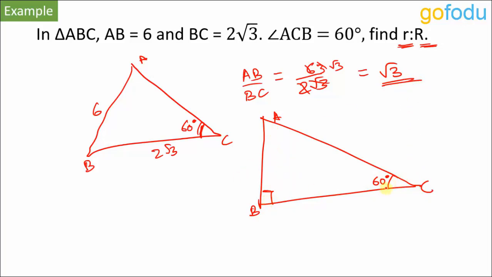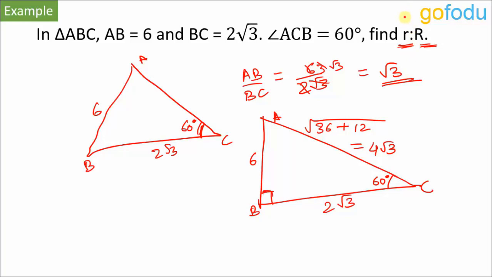AB upon BC will be equal to tan 60, which in turn will be equal to root 3. And if we take the values of AB upon BC, it is coming as root 3. That means this is a right triangle right angled at B. Now we can get the value of AC. AC is the hypotenuse. That will be the root of 6 square, 36, plus 2 root 3 square, 12. Root of 48 will be 4 root 3.